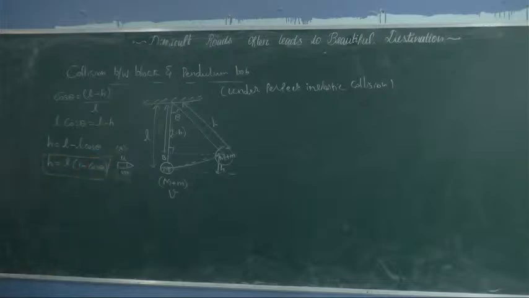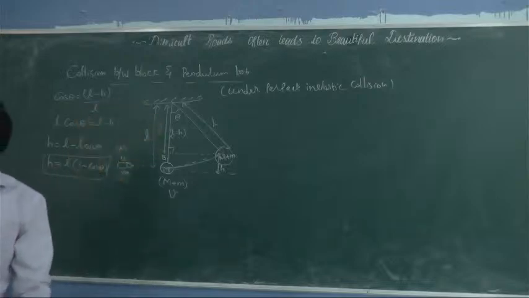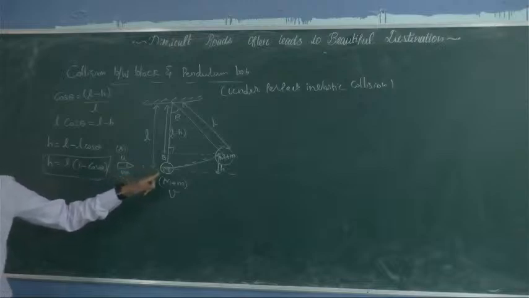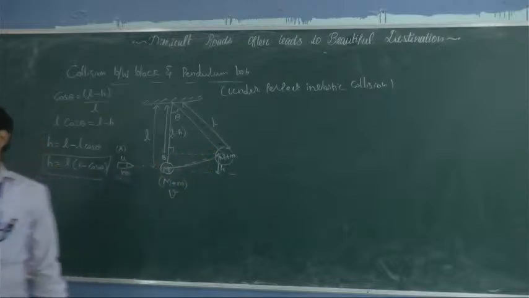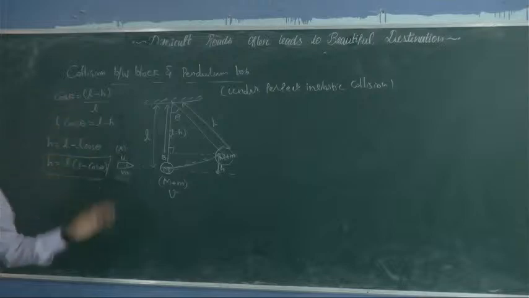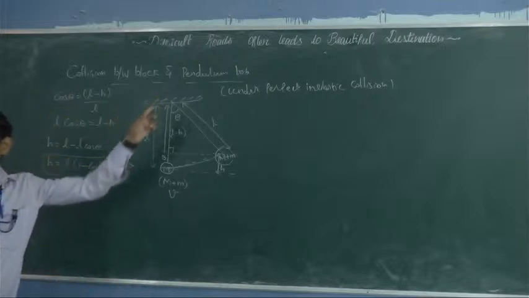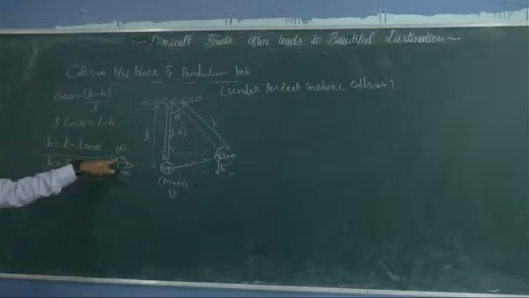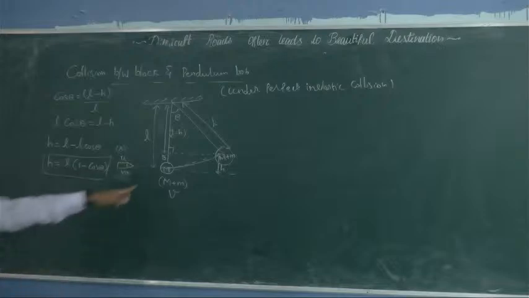First tell me what is h? The vertical height traveled by the combined system. The combined system is bob plus bullet. After the embedding process, both together travel a height h. Then h can be calculated by the formula L into (1 minus cos theta). What is L? Length of the pendulum. Theta is the angle suspended by the pendulum string. Okay? Now I am going to calculate the initial velocity u. Can you say what is u? Initial velocity of the bullet. What is v?